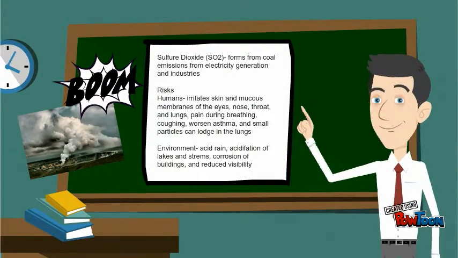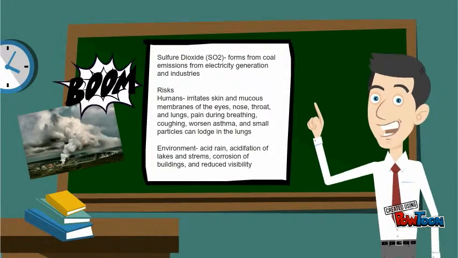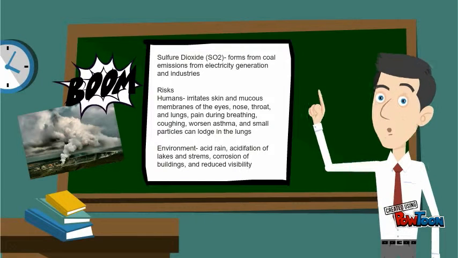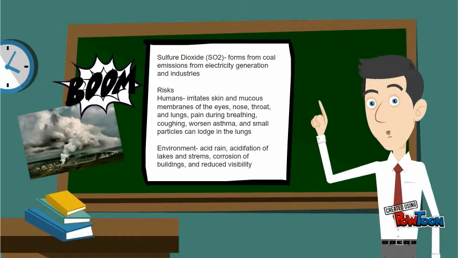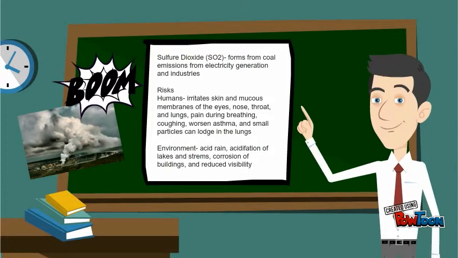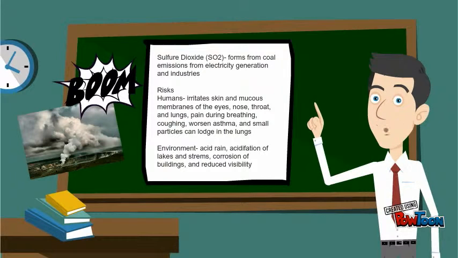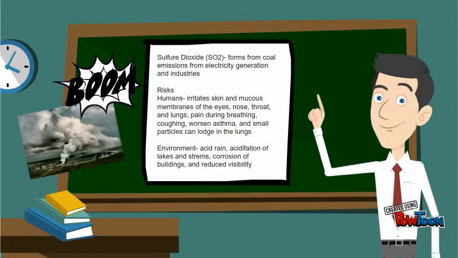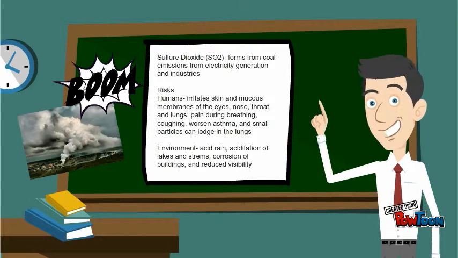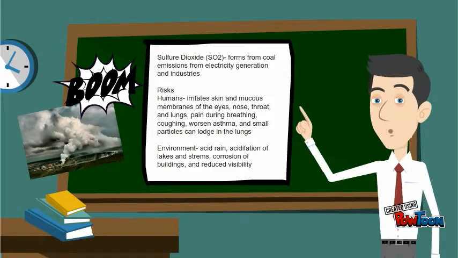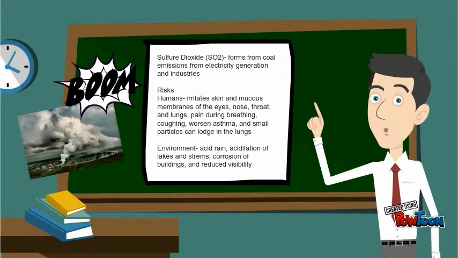Sulfur dioxide, known as SO2, forms from coal emissions from electricity generation in industries. Risks to humans are that it irritates the skin and mucous membranes of the eyes, nose, throat, and lungs, causes pain during breathing, coughing, and worsens asthma, and small particles can lodge in the lungs. Environmental impacts are acid rain, acidification of lakes and streams, corrosion of buildings, and reduced visibility.